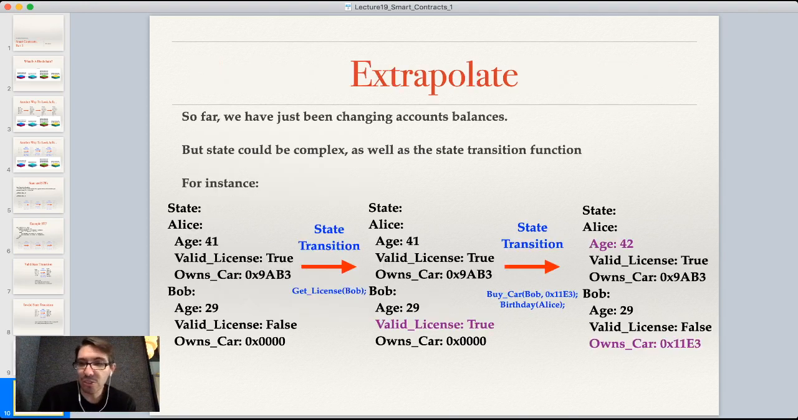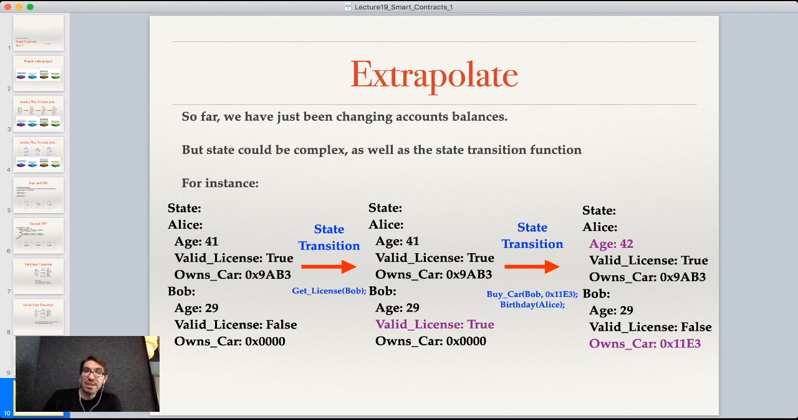So far we've just been changing account balances when we're looking at this in detail. But state can be arbitrarily complex, as well as our state transition function being arbitrarily complex. So here, for instance, we may have a blockchain that handles people's driving insurance information. We have Alice, who has a state: age of 41, valid license is a Boolean, it's true, age is an integer, owns car, that's an identifier. So she owns a car indicated by 0X9AB3. Bob, meanwhile, is 29. He does not have a valid license, and he does not own a car. He owns, let's say, 0 as sort of the null indicator.